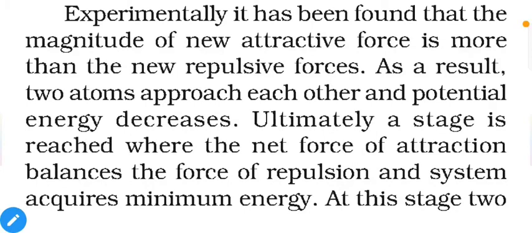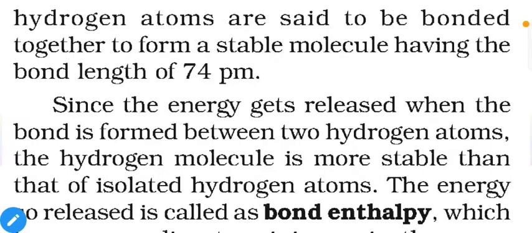Ultimately, a stage is reached where the net force of attraction balances the force of repulsion and the system acquires minimum energy. At this stage, two hydrogen atoms are said to be bonded together to form a stable molecule having a bond length of 74 pm. That means a perfectly balanced distance where the repulsive forces are minimum and the attractive forces are maximum. At that time energy will be minimum, and it is called bond formation.